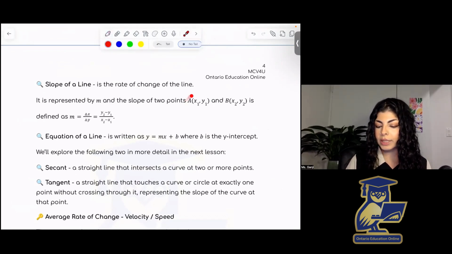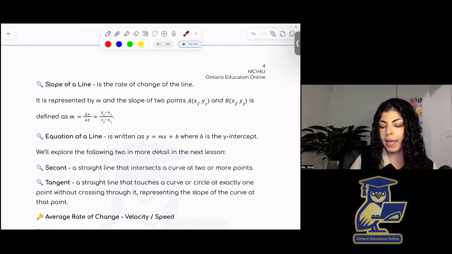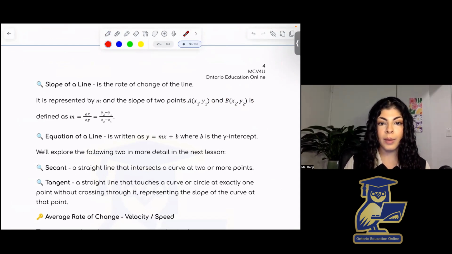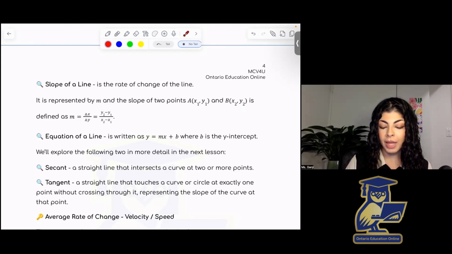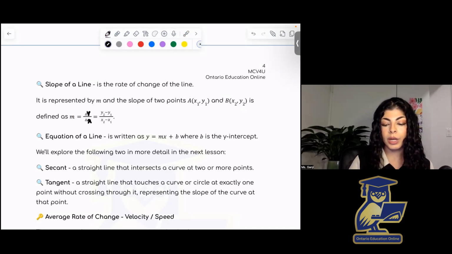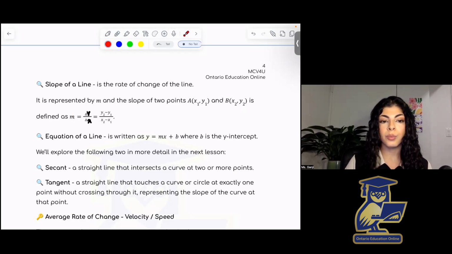So consider 2 points A and B, where A has coordinates x1 and y1, and B has coordinates x2 and y2. Then the slope of the line connecting these 2 points is defined with, we use the variable m, and it's the change in y over the change in x. So we are considering the rise over the run, where the rise we get from our y values, how much we're going up or down, and the run is how much we are changing horizontally, so how much our x values are changing.